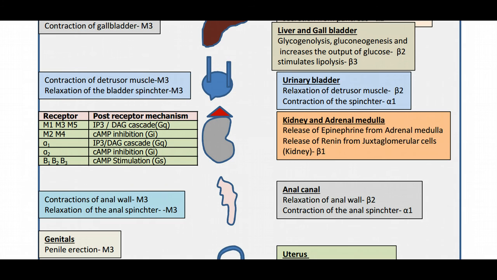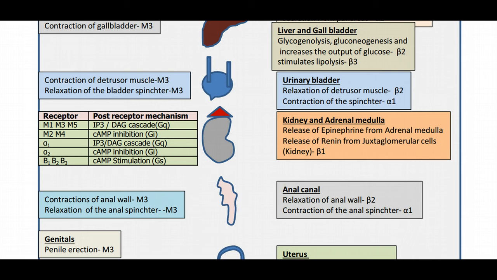Whereas the beta 3 receptor is only involved with lipolysis. The effect of the parasympathetic system on the urinary bladder is mainly mediated by M3 receptors. M3 receptors are present in the detrusor muscle of the urinary bladder as well as the bladder sphincter. Now, the effect is interesting here. It causes contraction of the detrusor muscle and it relaxes the bladder sphincter, which in turn will cause voiding of the urine.